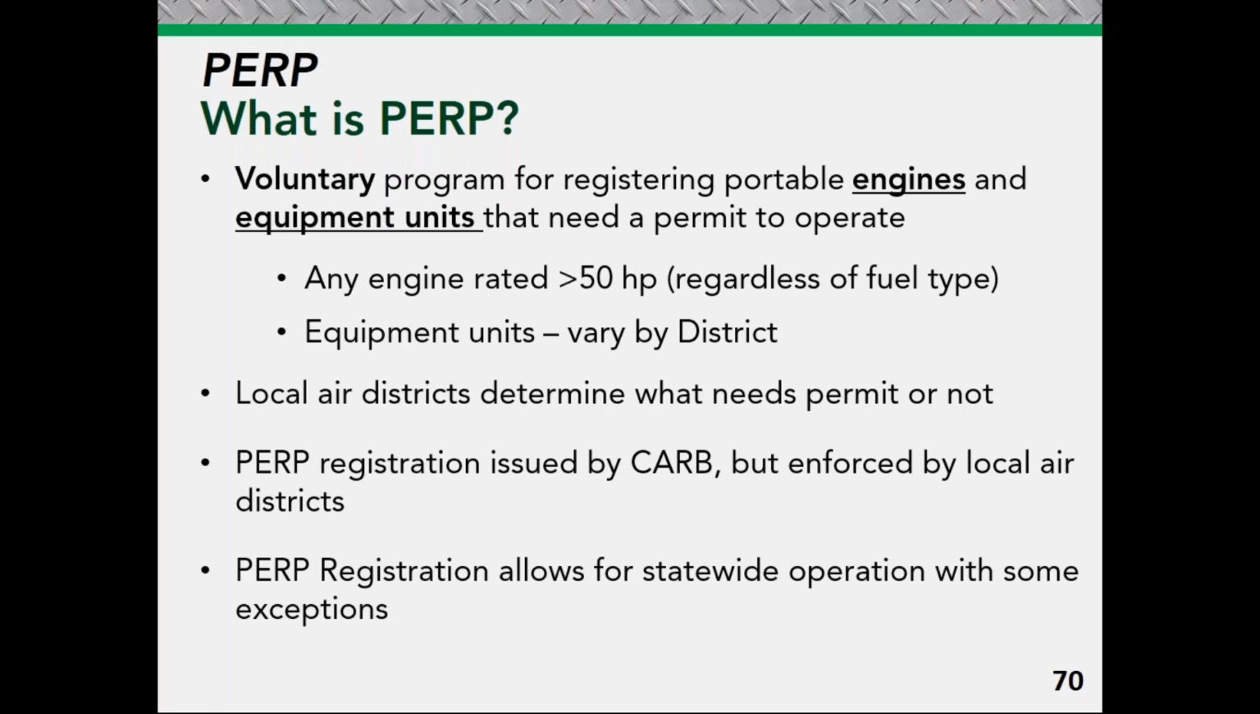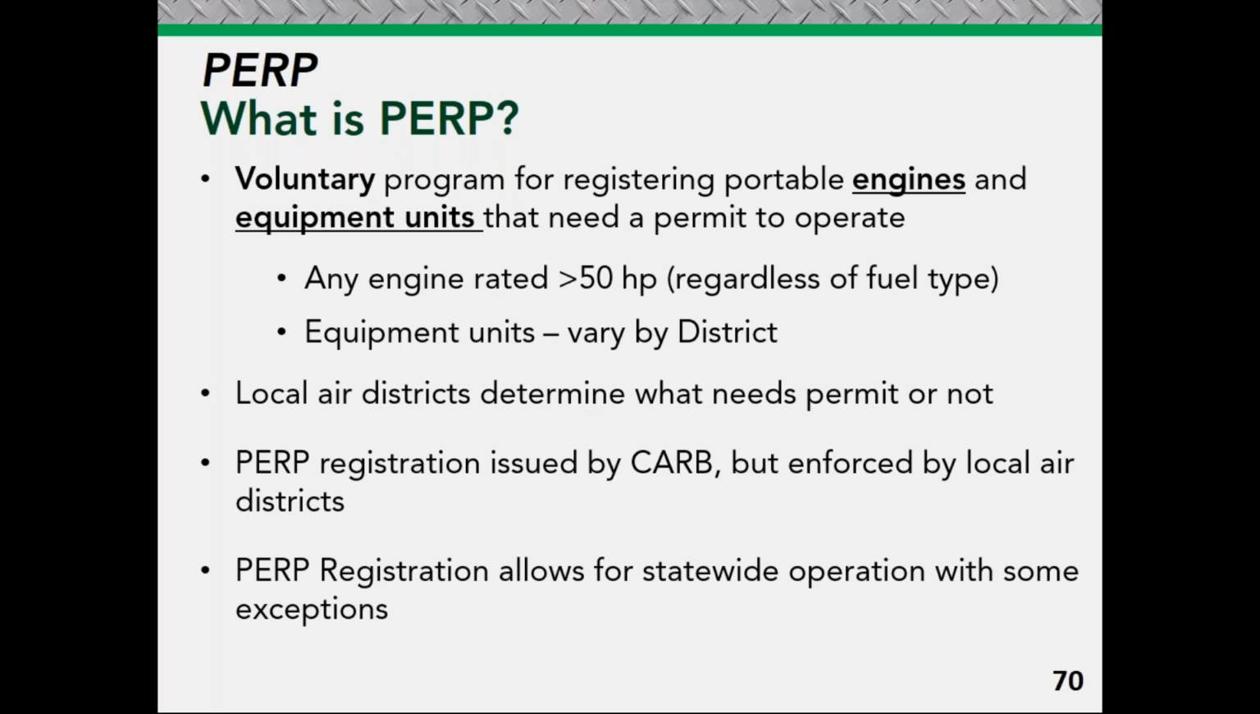Now, like I said, with a stationary engine, that wouldn't be a problem because that engine's always going to be under the same district. It's going to be staying in the same spot. With the portable engine, a district can require a permit, and then if that engine moves into a different district, that other district can also require a permit. And since there are 35 local districts, it is theoretically possible to have one piece of equipment, one portable engine, actually have multiple permits or 35 separate permits.